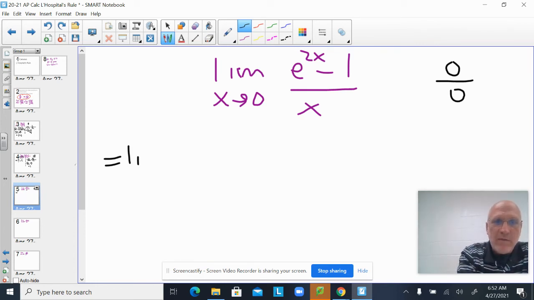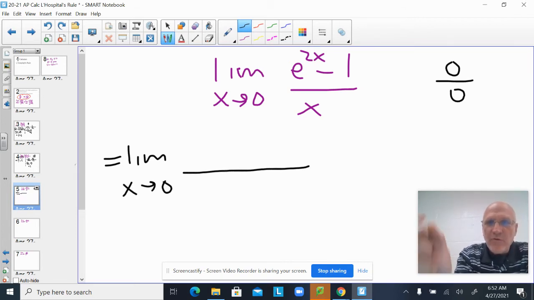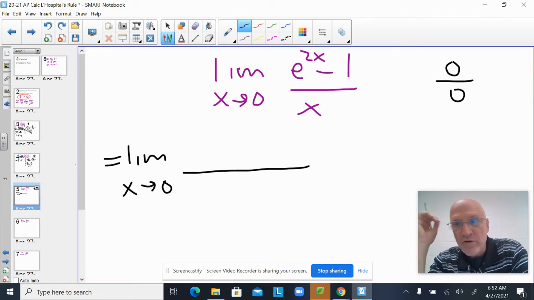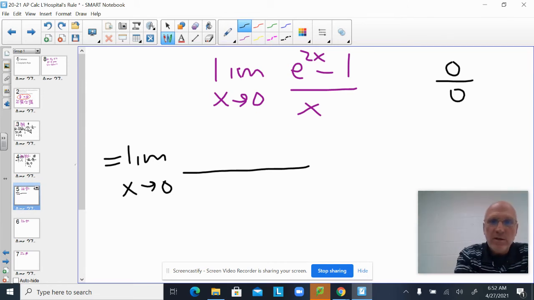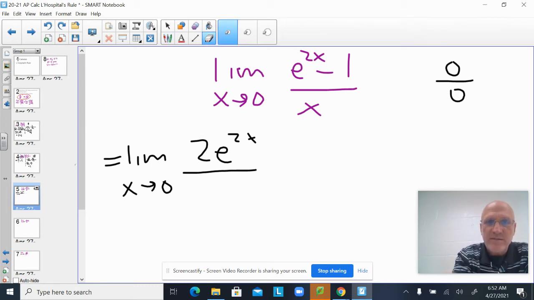So this is now the limit as x approaches 0. The derivative of e to the 2x minus 1. Well, the derivative of e to the something is itself times the derivative of the exponent. So that'll be e to the 2x, and the derivative of 2x is 2. I'll put that out front, 2 e to the 2x. And the minus 1 doesn't have a derivative. And then on the bottom, the derivative of x is just 1.